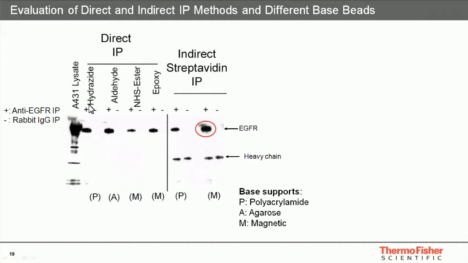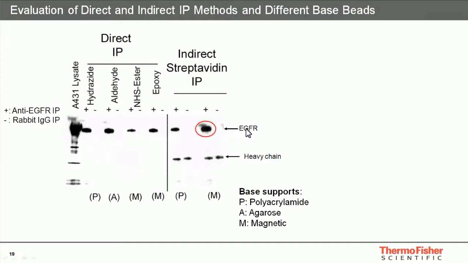And we also looked at different chemistries. With the direct IP method, we can do the hydrazide chemistry, aldehyde, NHS ester, or epoxy. We pulled down this EGFR target from A431 cell lysate. As you can see here, each method was able to pull down the EGFR target, and you are able to see the band on a Western blot. But the relative recovery of EGFR was different with the different methods.